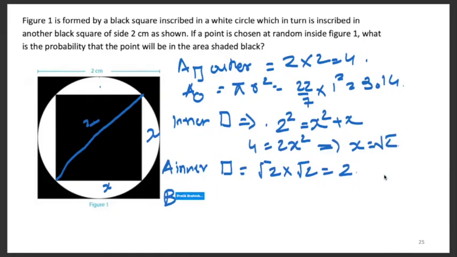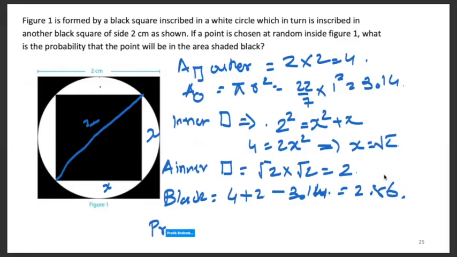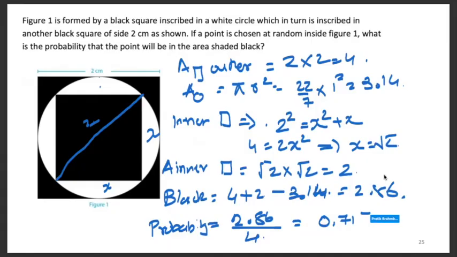So the total area of black will be 4 plus 2 minus 3.14, which is the white circle. This is equal to 2.86. So the probability that we are looking at will be the area of black, which is 2.86, upon the total area, which is 4. This comes out to 0.715, which is the right answer.